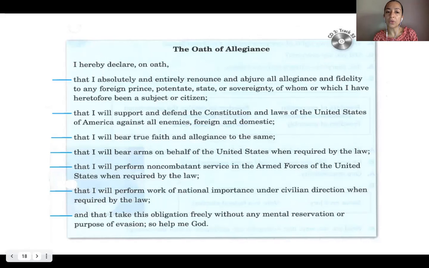I hereby declare on oath that I absolutely and entirely renounce and abjure all allegiance and fidelity to any foreign prince, potentate, state, or sovereignty of whom or which I have heretofore been a subject or citizen. That I will support and defend the Constitution and laws of the United States of America against all enemies, foreign and domestic. That I will bear true faith and allegiance to the same. That I will bear arms on behalf of the United States when required by the law. That I will perform non-combatant service in the armed forces of the United States when required by the law. That I will perform work of national importance under civilian direction when required by the law, and that I take this obligation freely, without any mental reservation or purpose of evasion, so help me God.